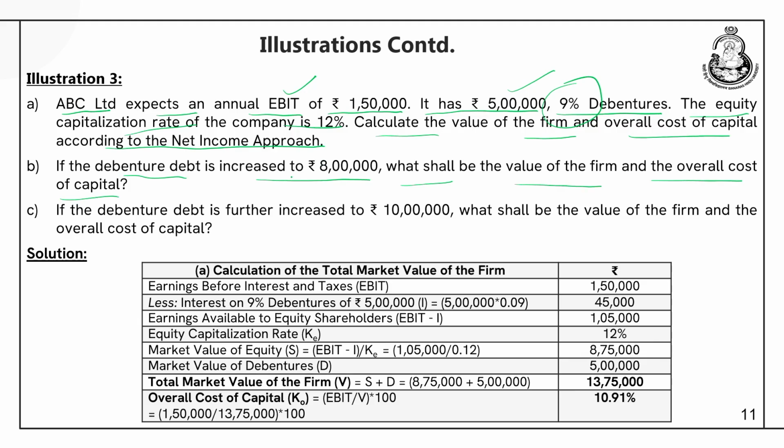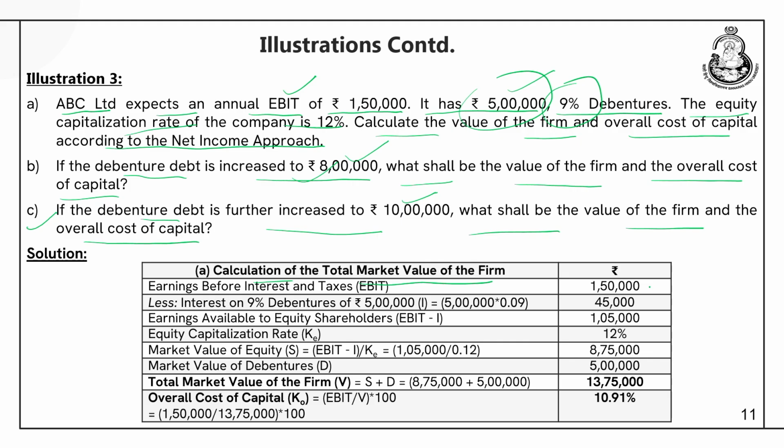So, if we increase the proportion of debt from 5 lakhs to 8 lakhs, what impact is it going to have on the value of the firm and the overall cost of capital? The third part says, if the debenture debt is further increased to 10 lakhs, that is from 5 to 8 and then to 10, what shall be the value of the firm and the overall cost of capital? So, there are 3 parts, right. So, start with part A, calculation of the total market value of the firm.